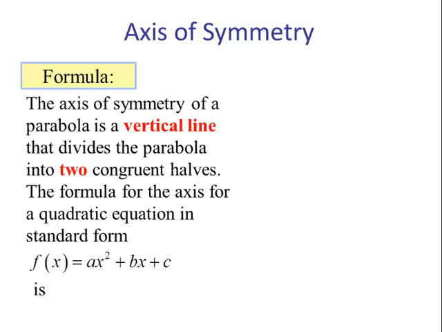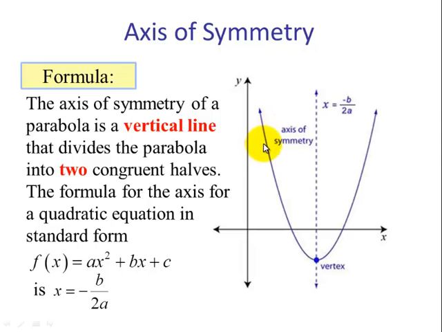Formula: the axis of symmetry of a parabola is the vertical line that divides the parabola into two congruent halves. The formula for the axis for a quadratic equation in standard form, f of x equals ax squared plus bx plus c, is given by the formula x equals negative b divided by 2a. Here's a visual. Every parabola is symmetric to this axis of symmetry. So this is a vertical line with this formula, and the vertex is always on this line of symmetry.